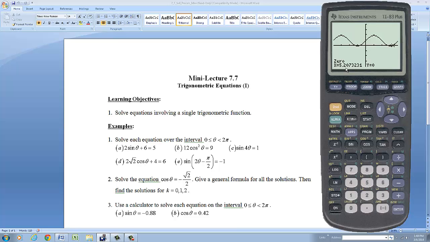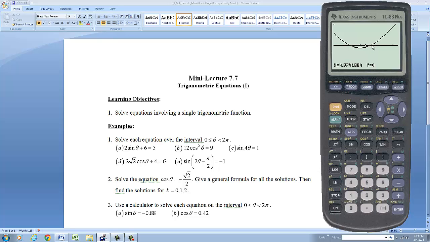That's your solution. Now you might wonder, how can I tell if there's an intersection there? You can kind of tell, but if you want to get a little bit closer, you can zoom in. Put the cursor right there and say zoom in. Hit enter. You get a closer look, so you can see that it does cross there.